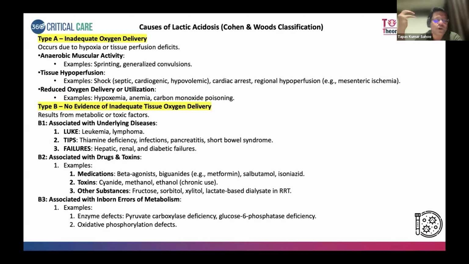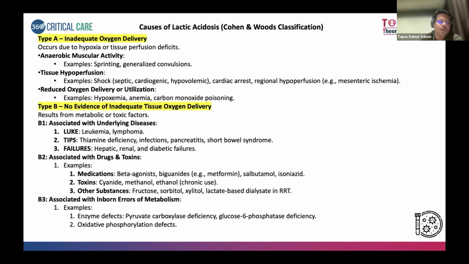Remember the drugs that normally cause an increase in the lactate level. In the exam, you should be writing beta agonist, metformin, salbutamol, isoniazid. Isoniazid is one of the anti-TB treatments that will be causing your lactate to be high. Toxins, cyanide should be the first answer, methanol, ethanol in chronic use, and other substances like fructose, sorbitol, xylitol, and lactate-based dialysate in the RRT, in the dialysis. So these would be the drugs and toxins that would be causing type B lactic acidosis.